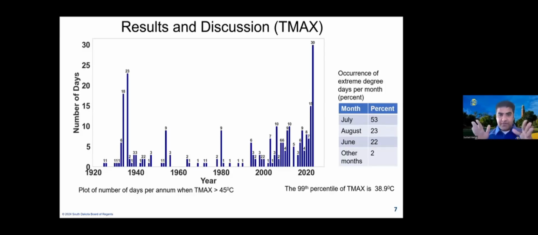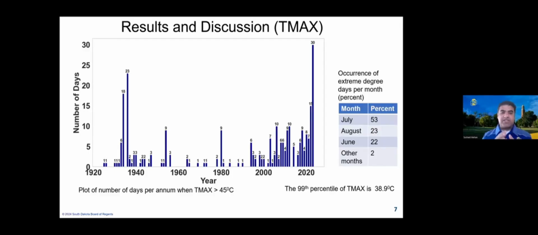After a period of relatively fewer extreme days during the mid-20th century, we again saw a sudden rise in the 1950s and a consistent increase from 2000 onwards, culminating in a peak of 30 days having temperature more than 45 degrees Celsius in 2020. Let's look at the table on the right, which highlights the distribution of the extreme dry days by month.